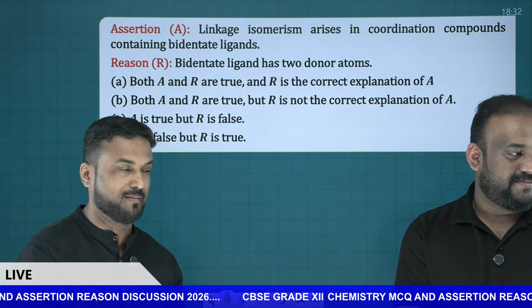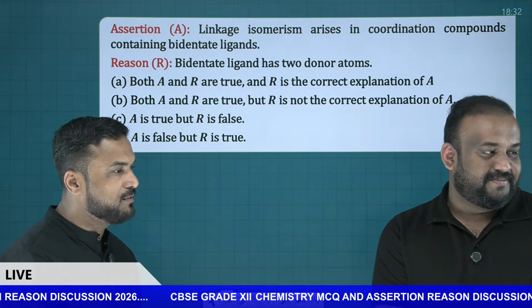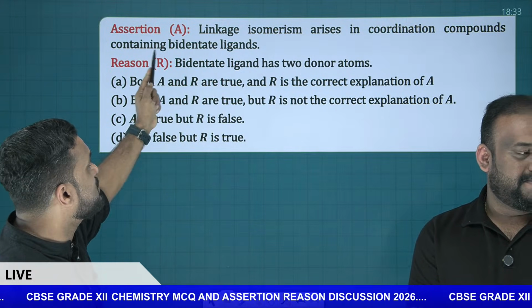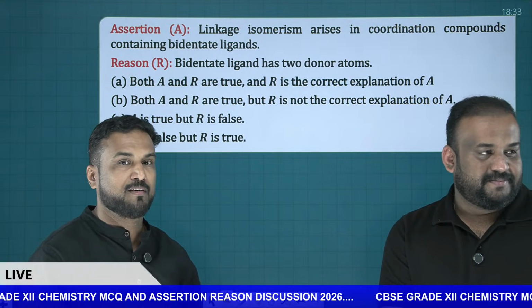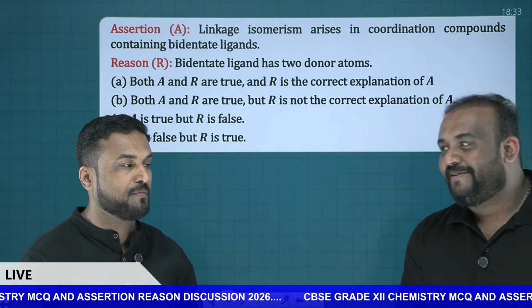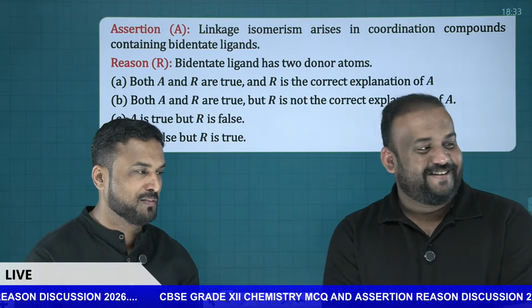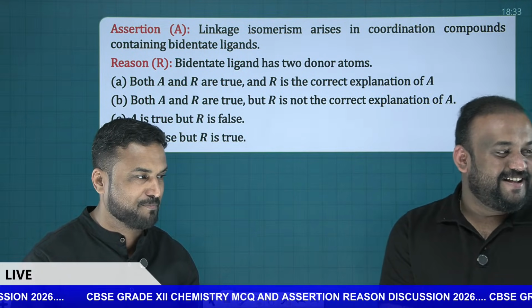Definitely will come for assertion reason. So read carefully, you will definitely get. Linkage isomerism arises in coordination compounds containing bidentate ligand. Okay, here there is a chance of getting confused between bidentate and ambidentate, they are using those type of statements.